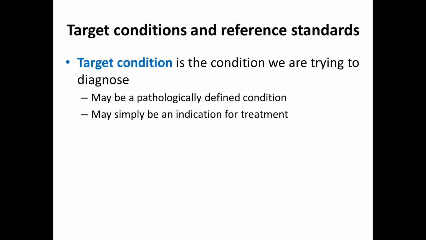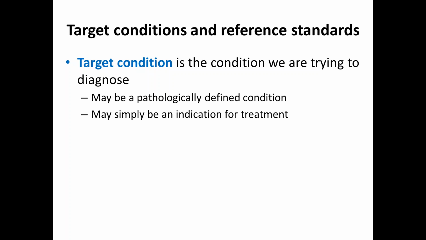Okay, and let's just finish off looking at target conditions and reference standards here. The target condition, as I said, is what we're trying to diagnose. Quite often this is a pathologically defined condition. You can identify the bug, the bacteria, the virus, or something which pathologically says whether somebody has this disease. But in some diseases, it doesn't get better than just being, say, an indication for treatment.